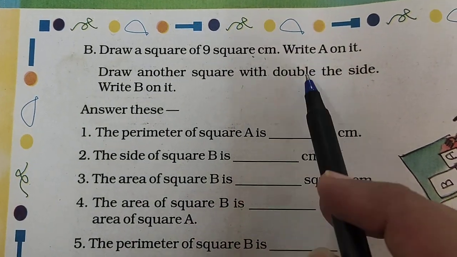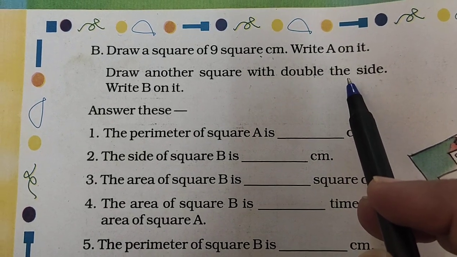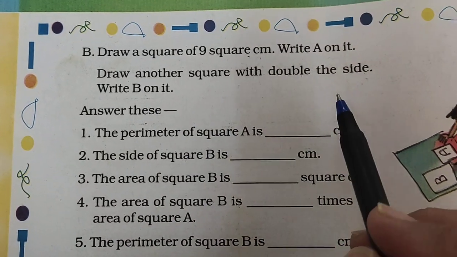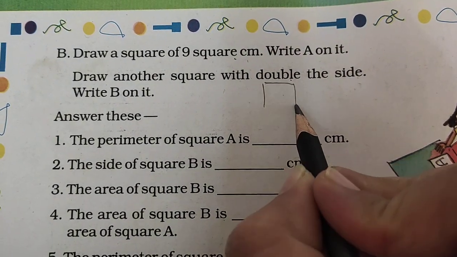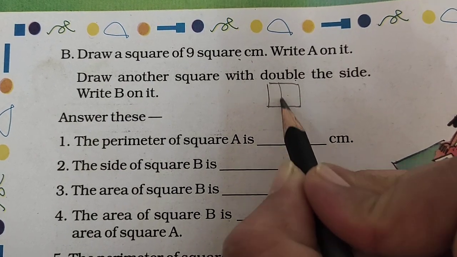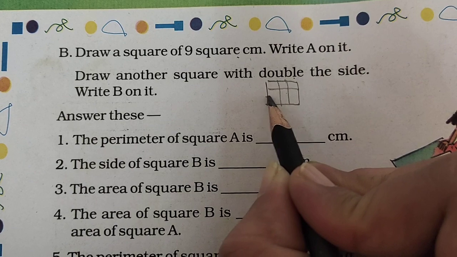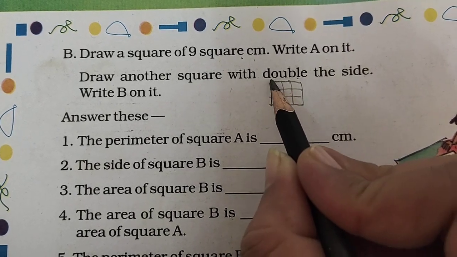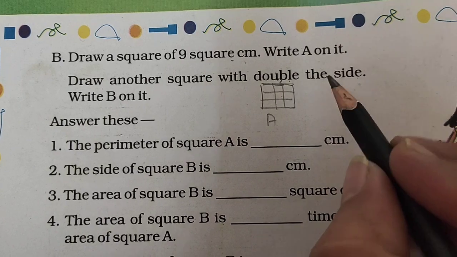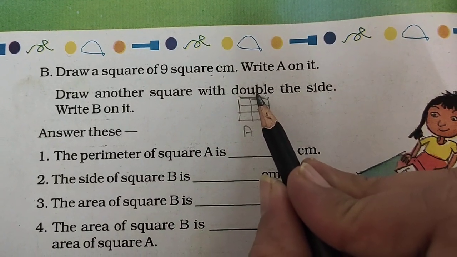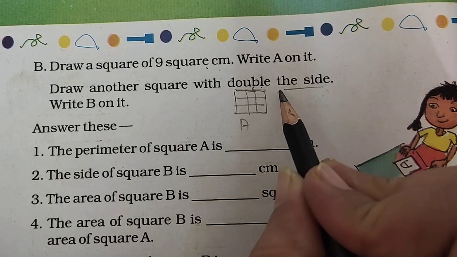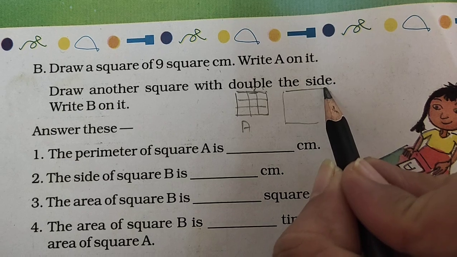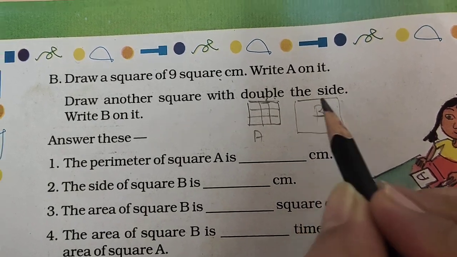Okay students, now draw another square with double the side, write B on it. If you are supposed to draw another square, for example, we have drawn this square, this is square A of 9 square, isn't it? This is A. Now, if this is 3, then we are supposed to draw another square with double the side. Double of 3, 3 2s are how much? 6. So there we will draw a square of 6. Okay, so this is your B.